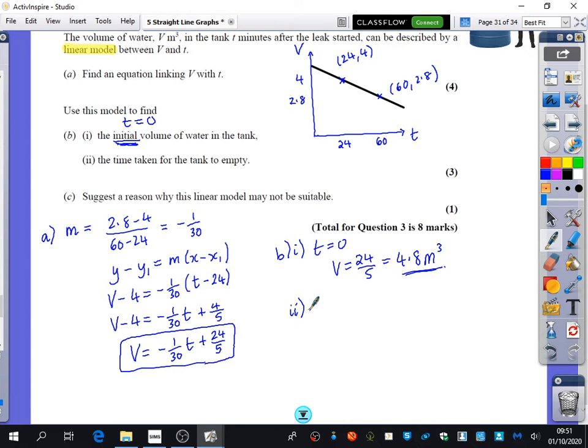And then part 2 of the question, it wants us to find the time taken for the tank to empty. If it's the tank to empty, good, v is equal to 0. So my equation will be 0 equals minus 1 over 30t plus 24 over 5. So that's 1 over 30t equals 24 over 5. I'm going to multiply both sides by 30, and we get 144 minutes, hours, what is it? Minutes. It's all been in minutes, okay? So it's 144 minutes. You could give it in hours and minutes, but it's fine to just give it like this.